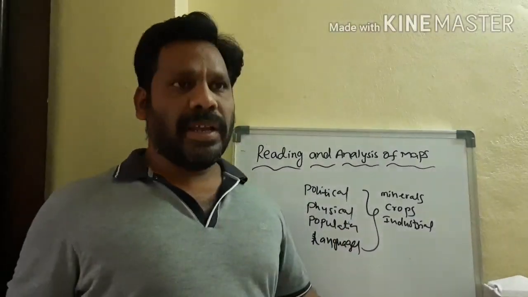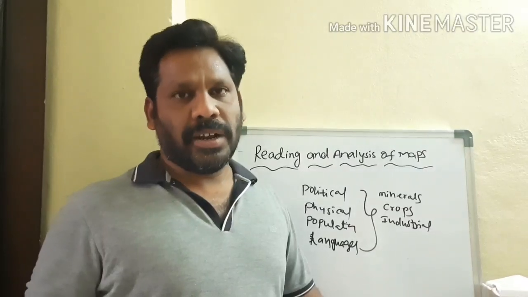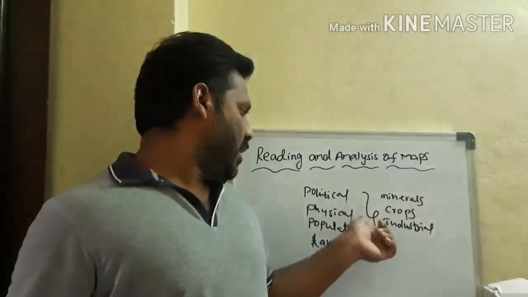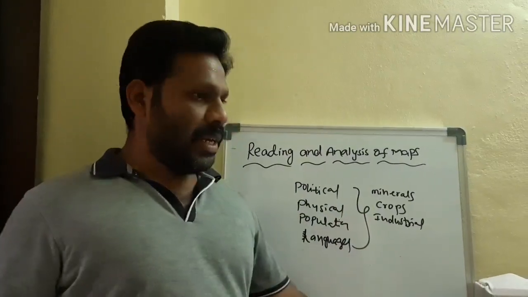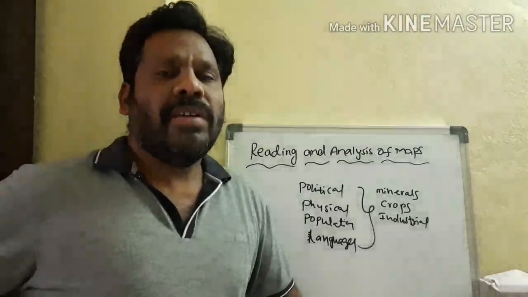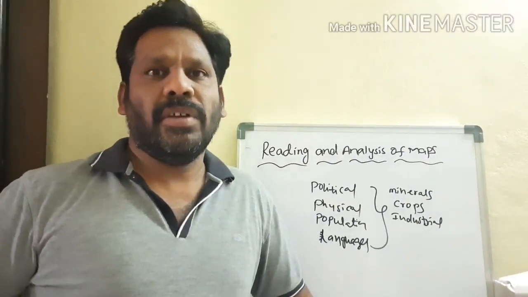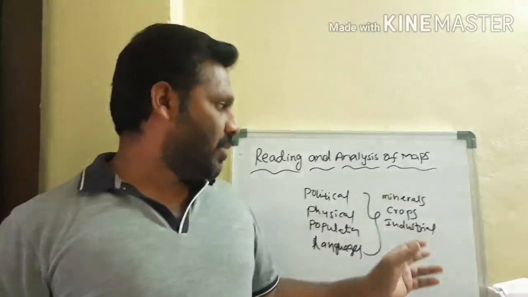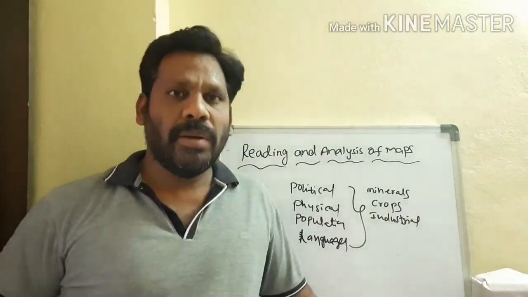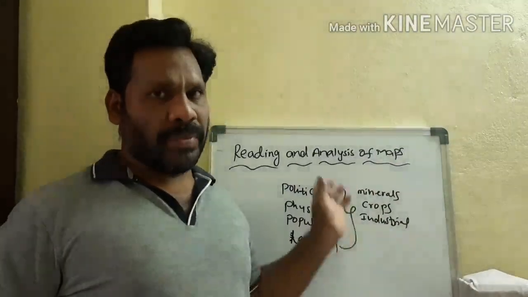Population map: for example, UP is the most populous state in our country, and China is the most populous country in the world. We can also find languages and religions. For minerals, we can find where there are more gold mines, diamond mines, and silver mines. For crops, we can find which area grows more paddy and which grows more wheat. With the help of these, we can read different types of maps.